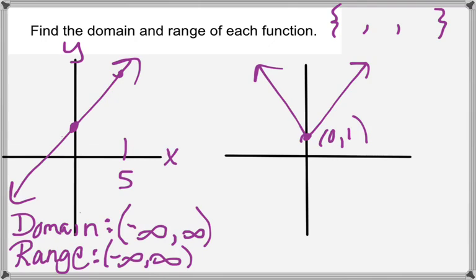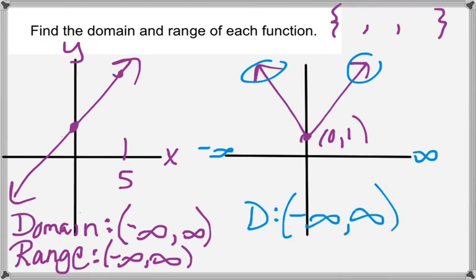Okay, let's look at the second function that's graphed here. So again, the domain is looking at the inputs, which is the horizontal direction. So we're looking at how far to the left does the graph go and how far to the right does the graph go. So we have arrows on this graph again. So this graph goes forever to the left, so toward negative infinity, and goes forever to the right, so toward positive infinity. And there aren't any x values that get skipped along the way. Every x value will show up at some point on this graph. So the domain for this one is also all real numbers.